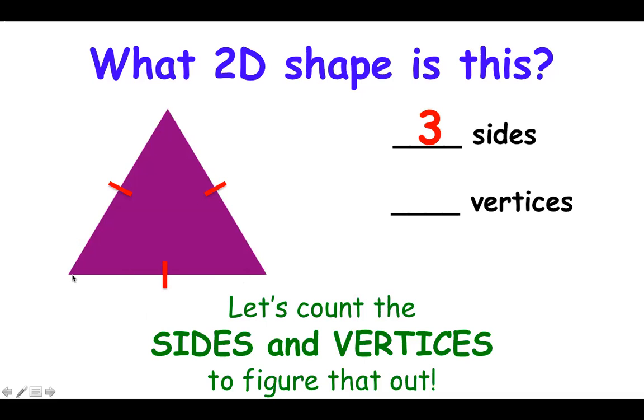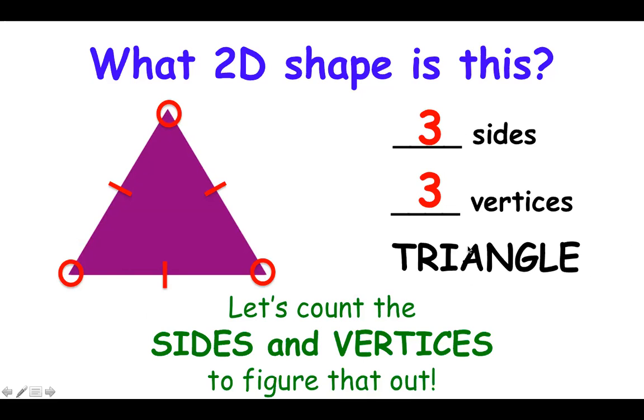Here is a side, and here's another side. They meet here at this point, our first vertice. Here's another vertice, 2. Here's another one, 3. This shape has 3 vertices. Because it has 3 sides and 3 vertices, it's called a triangle.